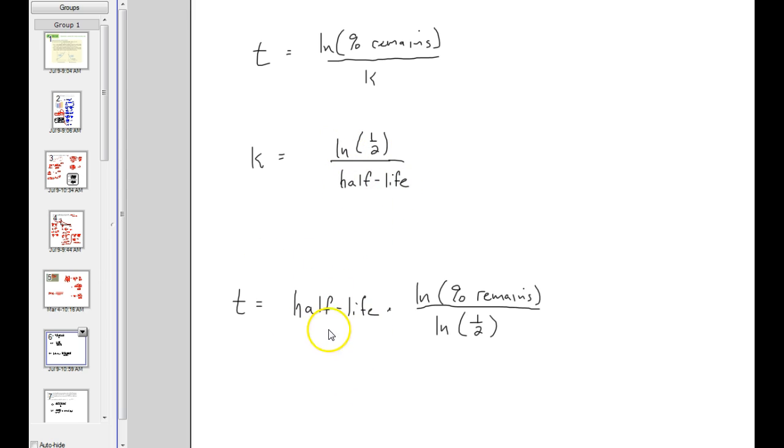And then the one we just did: what if I'm given the half-life and I need to find out how long it takes for some other percentage to remain? Then this formula applies. So these are three very useful formulas for 3.5.